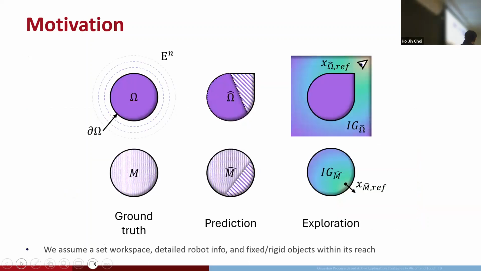So this is a graphical demonstration of the formulation of active perception. We have ground truth information about the shape or the object properties, then we have some initial prediction of it. And then we are trying to find the camera pose or the contact points that will give us the maximum information gain about those predictions and try to explore it.